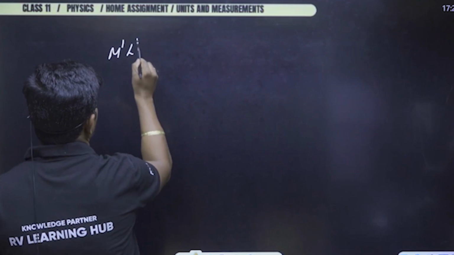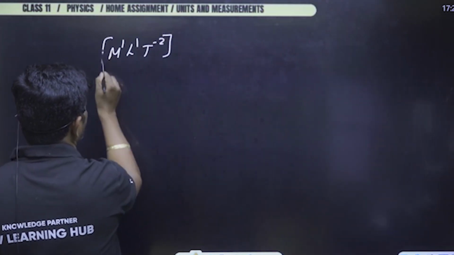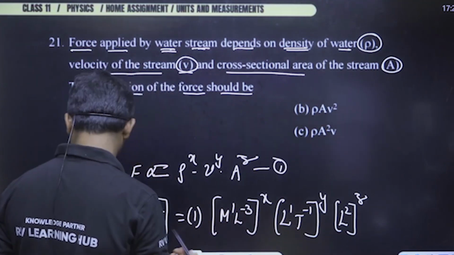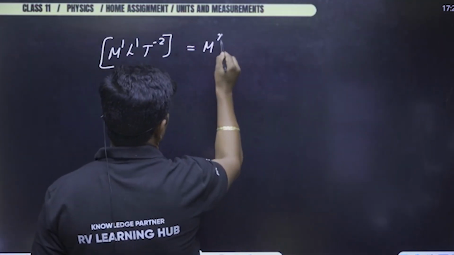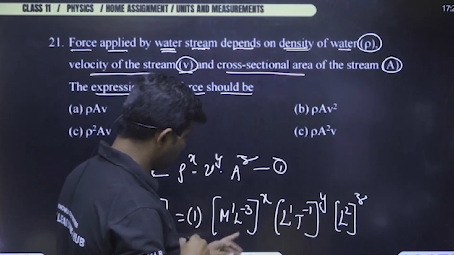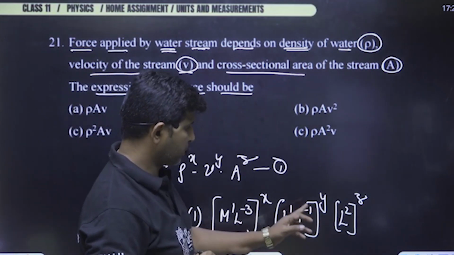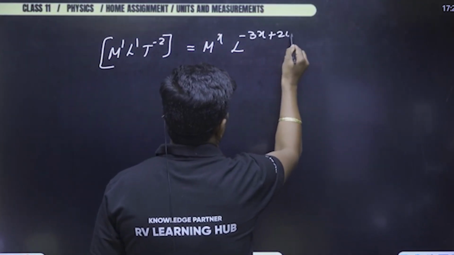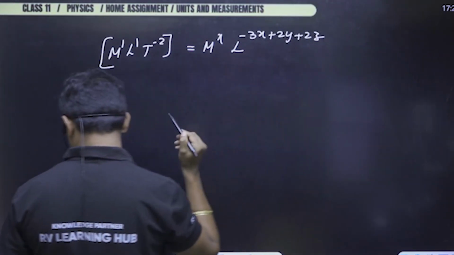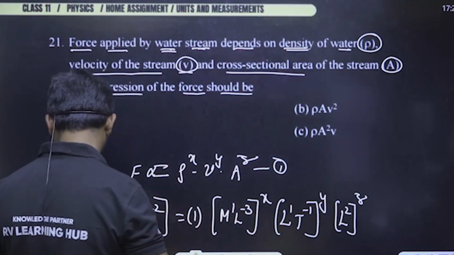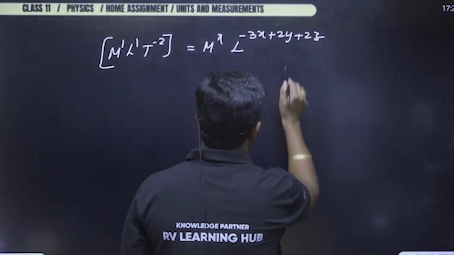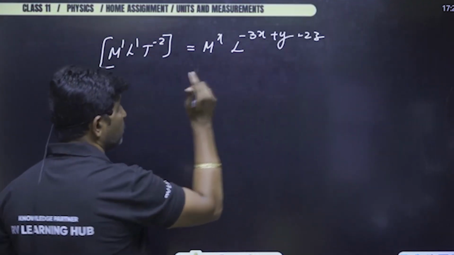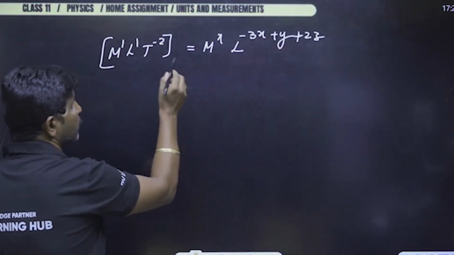M to the power 1 L to the power 1 T to the power minus 2 is equal to M to the power of x here. You will get M to the power of x and L to the power of minus 3x plus y plus 2z here. Is it right or not? Yes, it is plus y, sorry. We will get only minus 3x plus y plus 2z. Is it right? So just equate T.